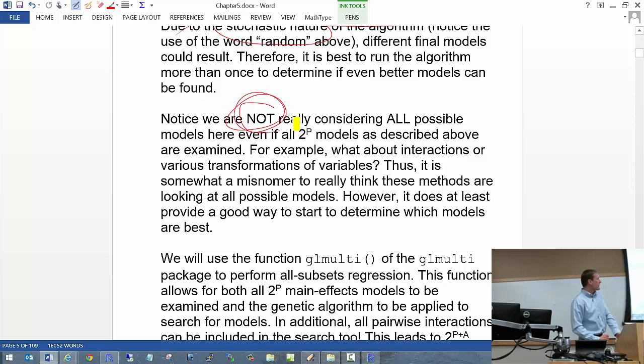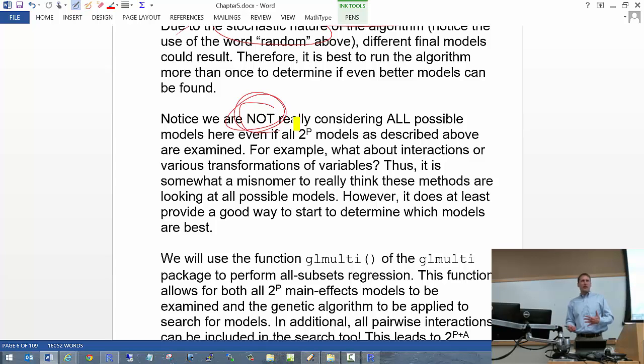Okay, notice the word "not" there. Let's go back to this all possible subsets, where we are supposedly finding all possible models. Note that we're actually not really looking at all possible models. All we were actually doing was looking at the first order terms, you could say, or the main effects. Either x1 is or isn't in the model. Either x2 is or isn't in the model. That's what we're looking at. We're not doing anything with interactions. We're not doing anything with any kind of transformation.